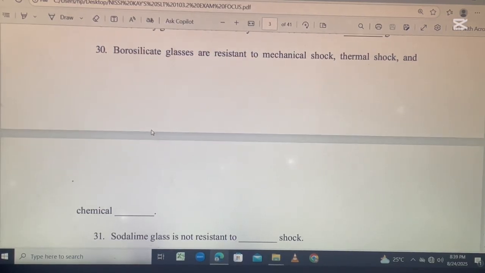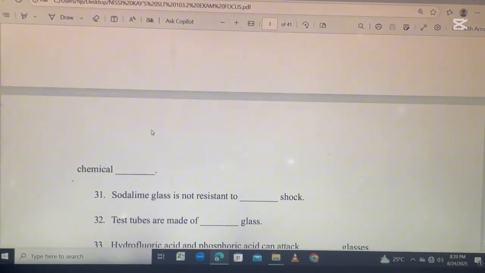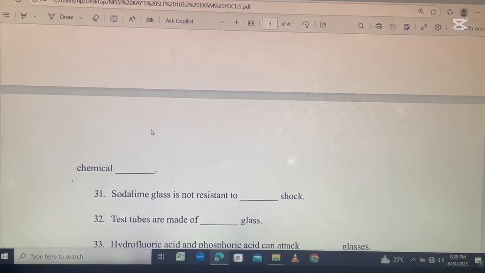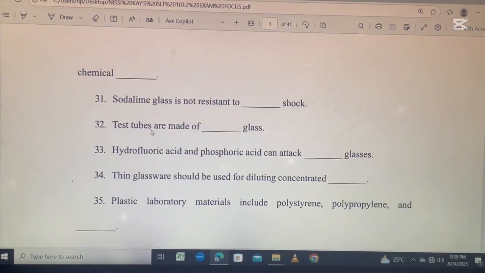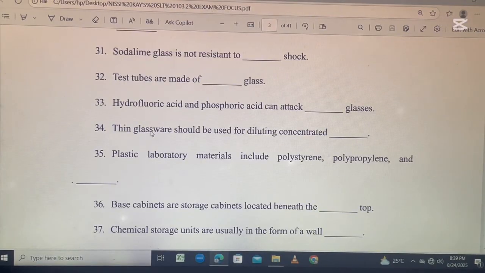Now, borosilicate glasses are resistant to mechanical shock, thermal shock, and of course, chemical radiation. So the answer there is radiation. Now, soda lime glass is not resistant to thermal shock. Now, test tubes are made of Pyrex glass.